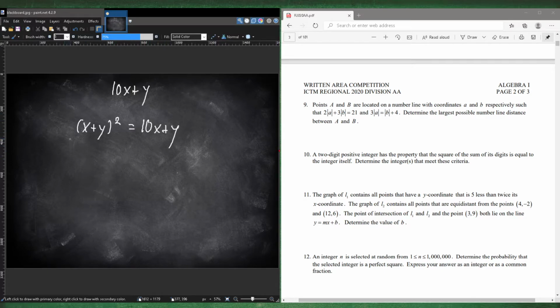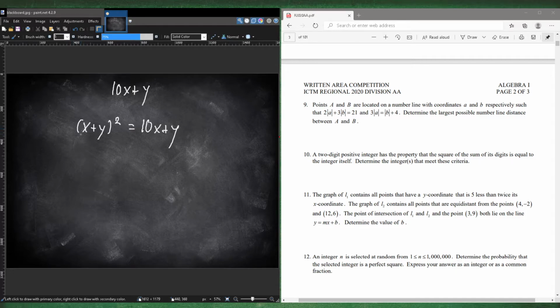So from the statement, we could use a bit of logic, and we know that our integer is equal to (x plus y) squared. That means our integer has to be a perfect square. And they also said the integer is two-digit, so it's a two-digit perfect square.